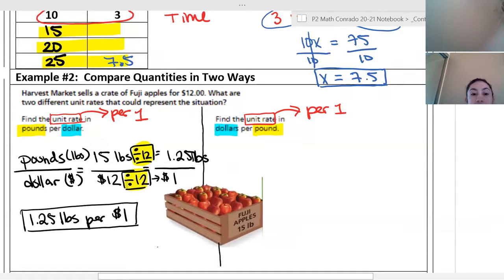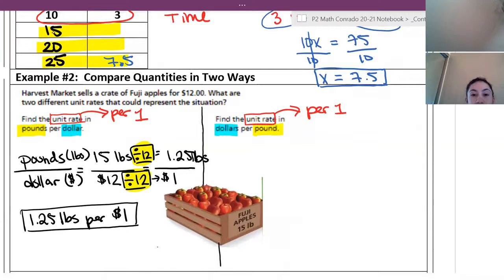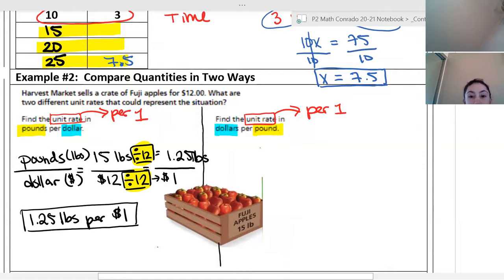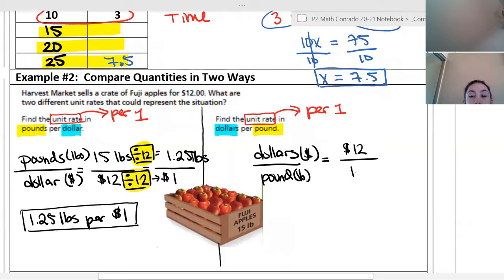So let's look at our second situation. They want us to find the unit rate in dollars per pound. This time we're comparing dollars to every 1 pound. Our dollars this time would go in our numerator and our pounds would go in our denominator. So now let's put $12 on the top and 15 pounds on the bottom. And we want to know for 1 pound, how much would it cost?